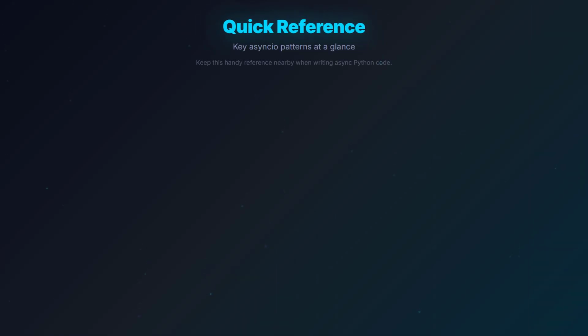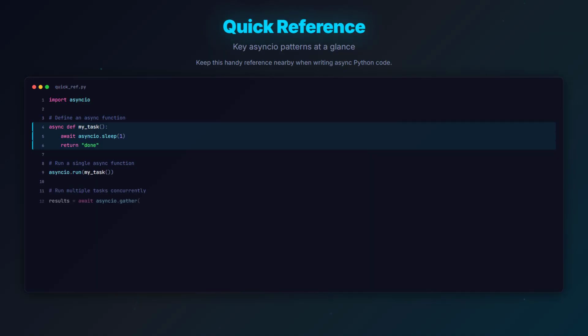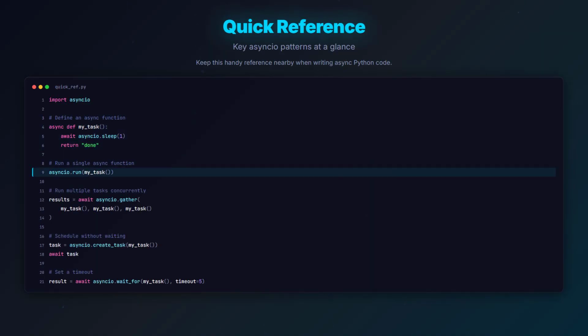Here's a quick reference to keep handy when writing async Python. First, use async def to define a coroutine. Second, use await to pause and wait for a coroutine to complete. Third, use asyncio.run at the top level to start your async program. Fourth, use asyncio.gather to run multiple coroutines concurrently and collect all results.